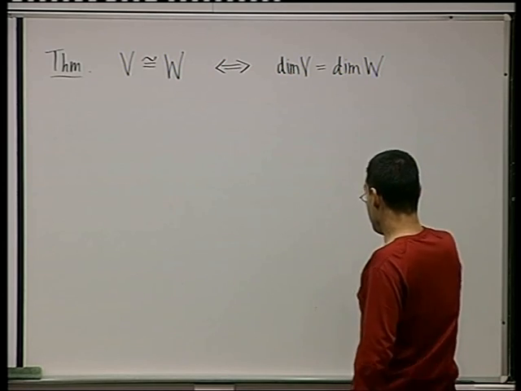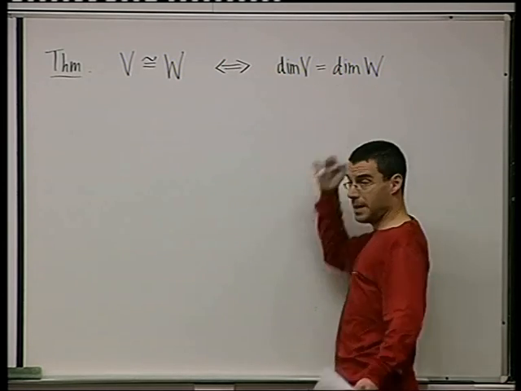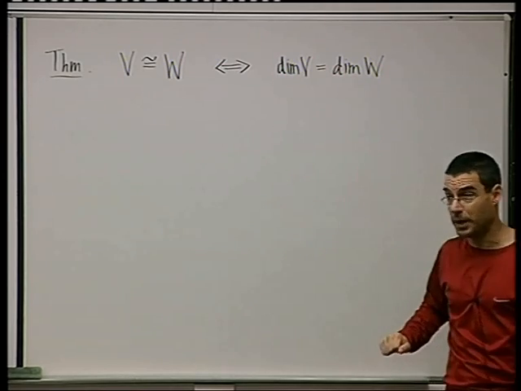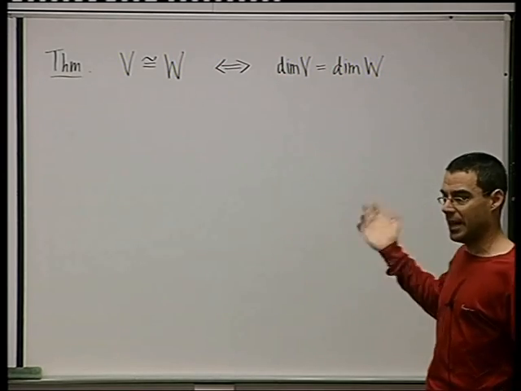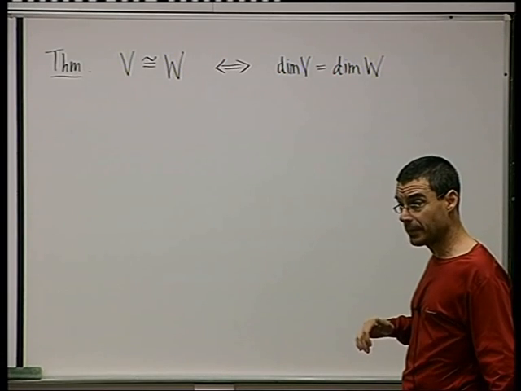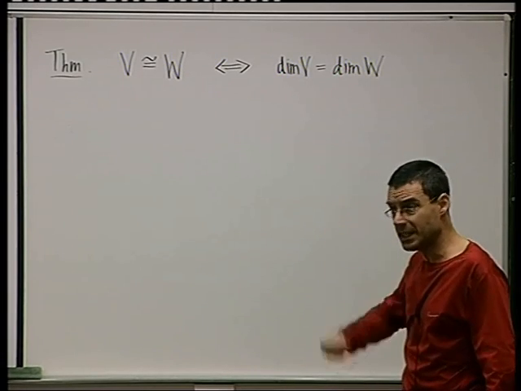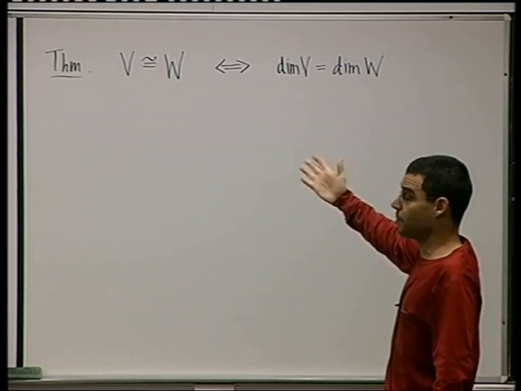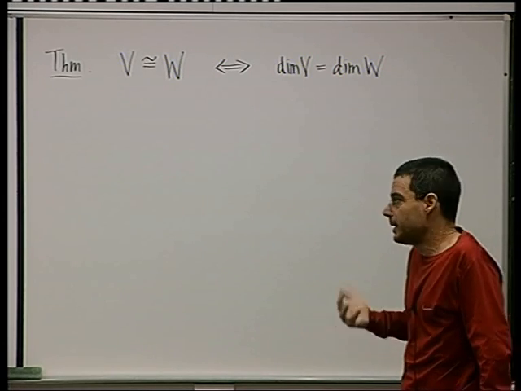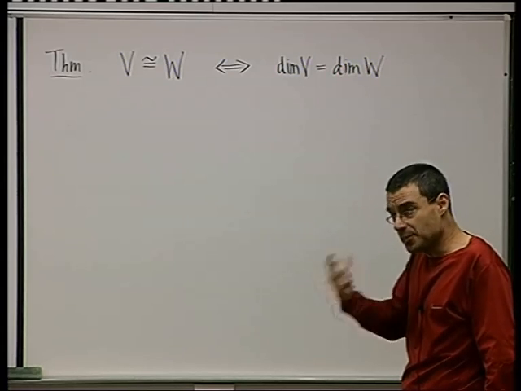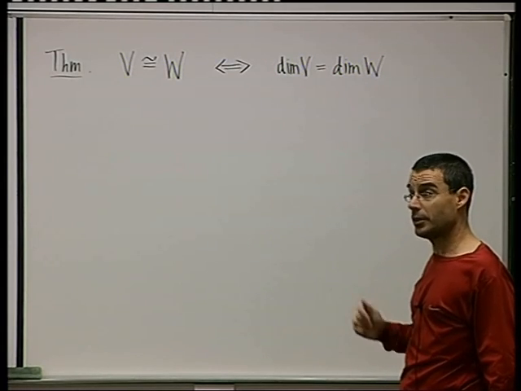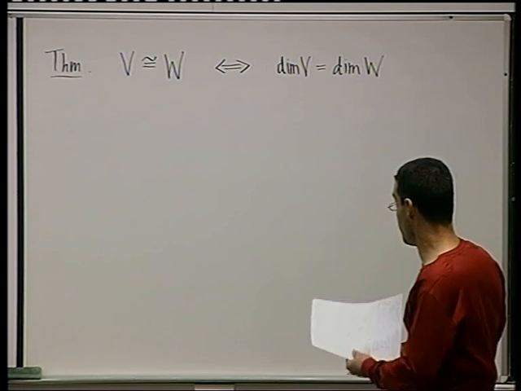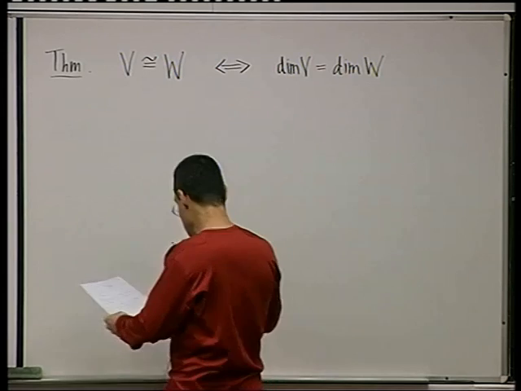So, in fact, having the same dimension, which is just kind of a little number that comes along with the vector space, how many vectors does it have in a basis, in fact, determines its linear structure. In the sense that if you take another space with the same dimension, they're the same space as far as the linear structure goes. They're isomorphic. Okay, so this is a pretty strong statement. Let's prove it.